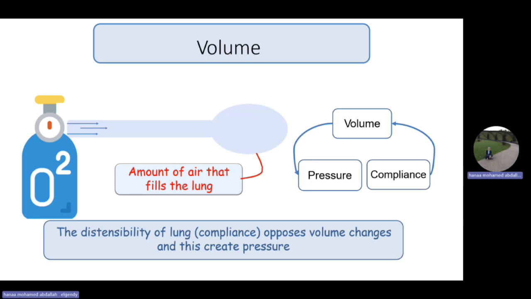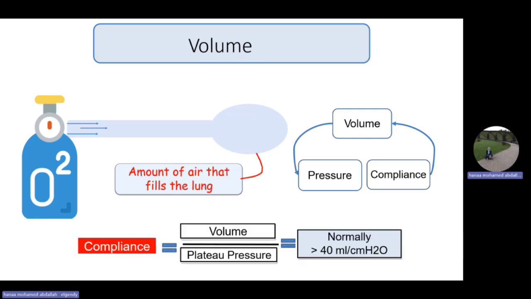The stiffness of the lung, the compliance, will oppose volume change, and this will also create pressure. So the amount of air that fills the lung will also create pressure inside the lung. So compliance is a correlation between volume and plateau pressure, but we have two different compliances: dynamic compliance and static compliance. What's the difference between them?